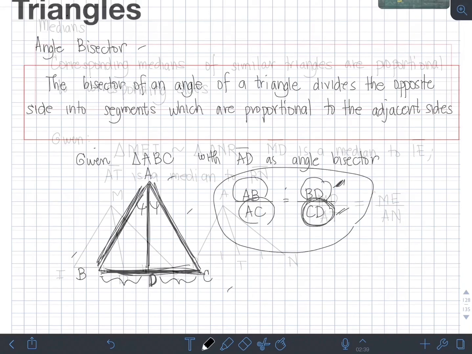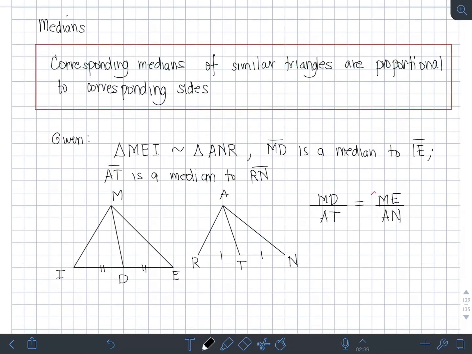Okay? Next, let's have the theorem for medians. So, this time, kapag medians naman, ibig sabihin yon, it is a segment from a vertex to the side opposite that vertex that divides that opposite side equally. Okay? So, sabi, corresponding medians of similar triangles are proportional to corresponding sides. So, to illustrate, let's say meron daw tayong triangle MEI and then triangle ANR. So, dapat yung condition is similar yung dalawang triangle. And then, dun sa triangle MEI, MD daw is a median.